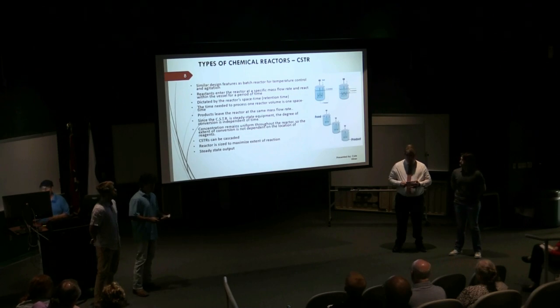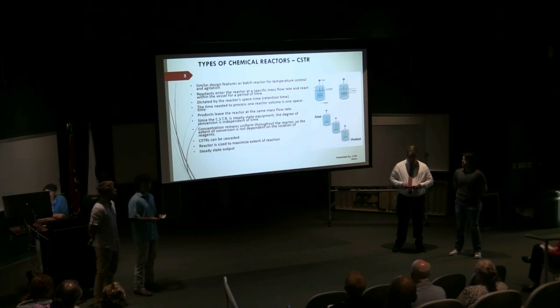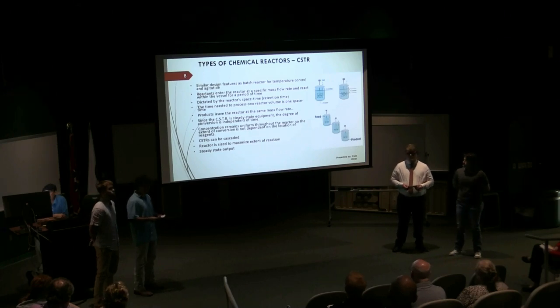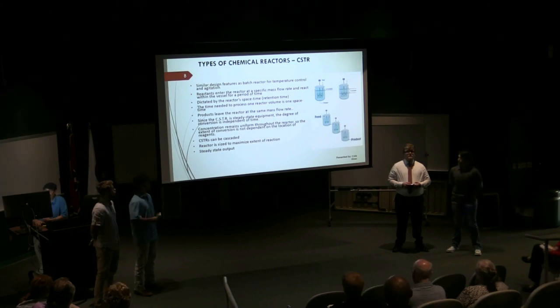The next type of reactor is a CSTR, or a continuous stirred tank reactor. It has similar features to a batch reactor, except feed and product are continuously fed and removed. These reactors can be placed in series, and they're also steady-state reactors. The reaction rate and extent of reaction are determined by the amount of time the reagents are allowed to react. This is called space-time.